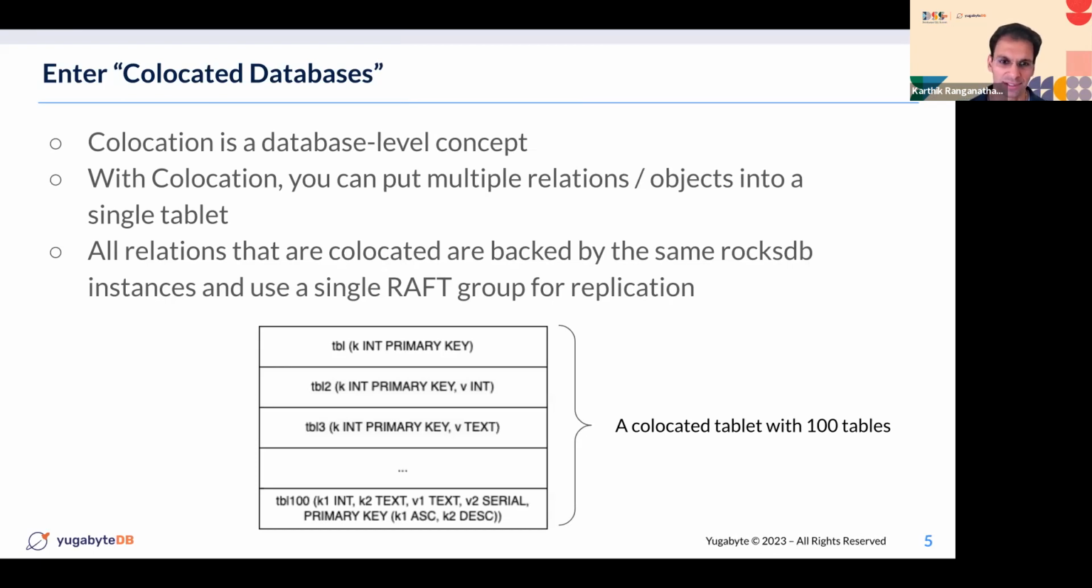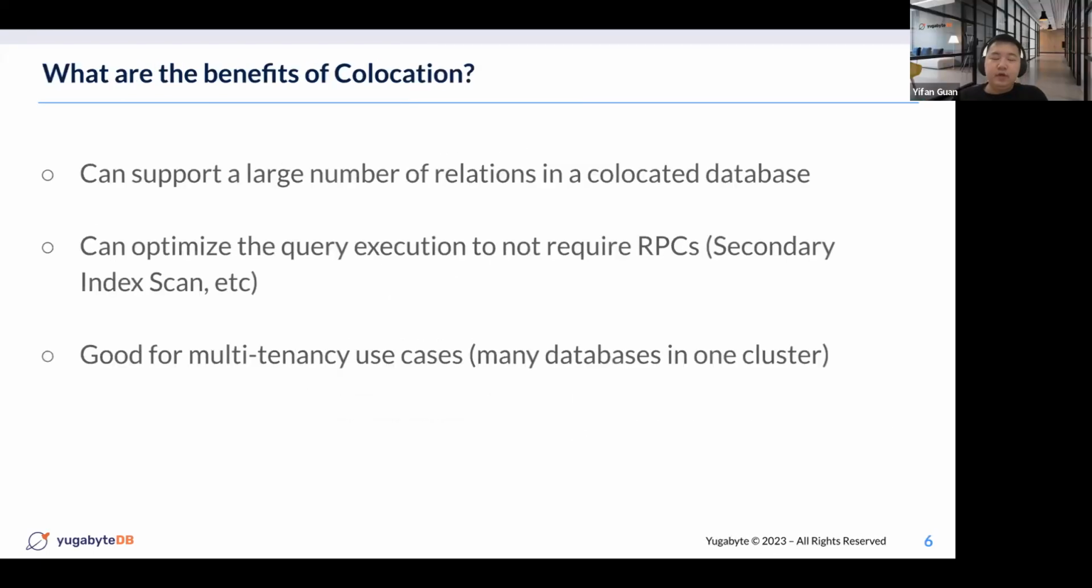Just tell us about the advantages of this. Yeah, so generally speaking, there are three big advantages of colocation. First one, as we mentioned, we can support a large number of relations in a colocated database because many tables share the same tablets, consume less disk, memory and network overhead. And secondly, we can actually optimize certain query execution to not require actual RPCs.